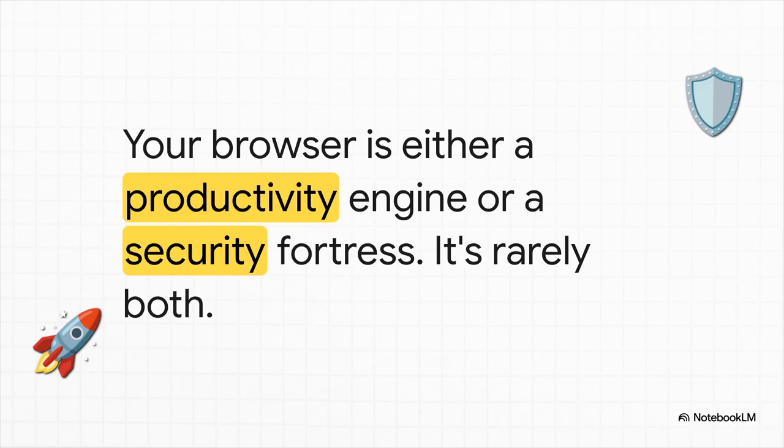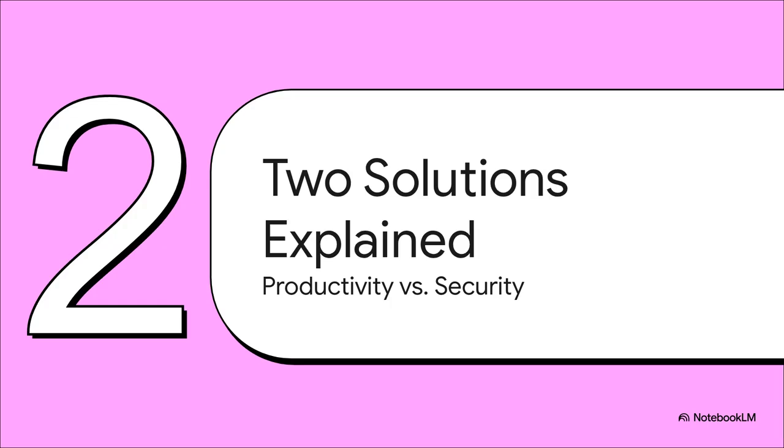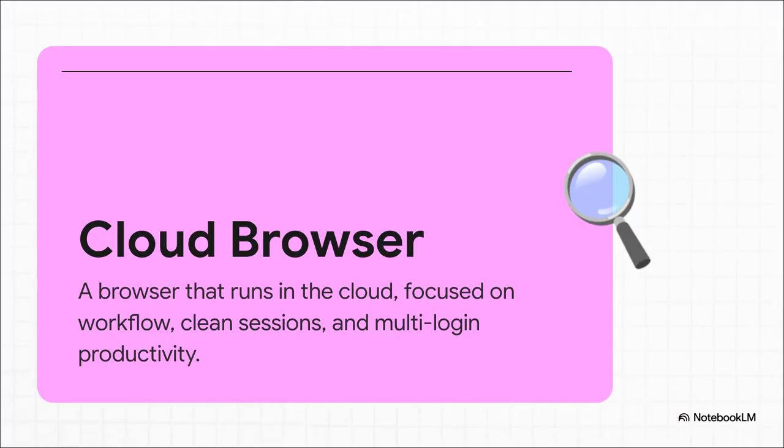And see, this really gets to the heart of the issue. There's this fundamental trade-off. Are you trying to optimize for speed and getting things done? Or are you trying to build a fortress to lock everything down against threats? Figuring out what you need most, that's a crucial first step because it's going to point you to the right tool. All right, so now that we've set the stage, let's look at the two main ways people are trying to solve this problem. One is built for getting work done, and the other is built for staying safe. Very different philosophies.